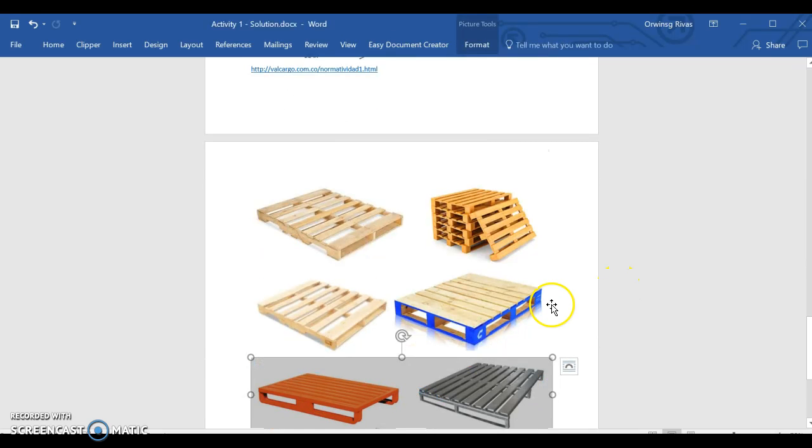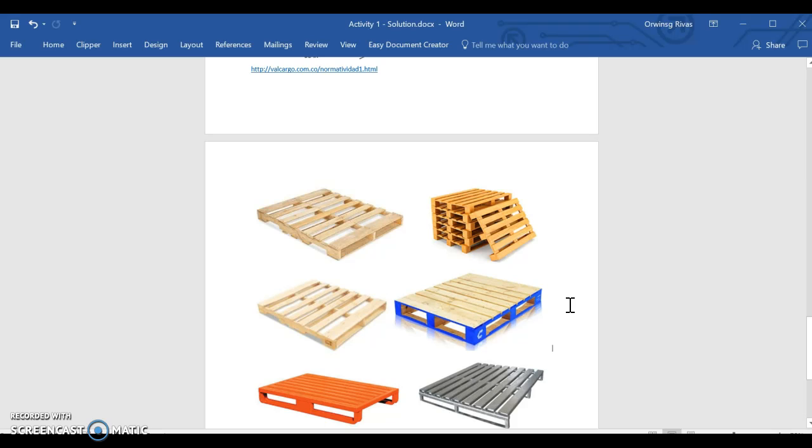We have here the pallets. These are used for boxes and small cargo which need to be transported in an easier way.